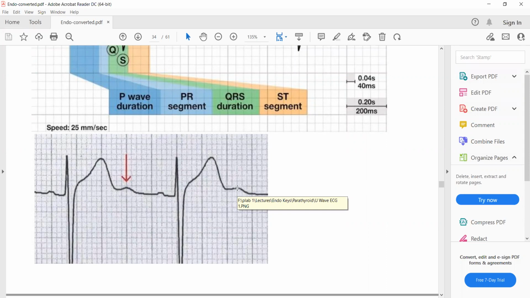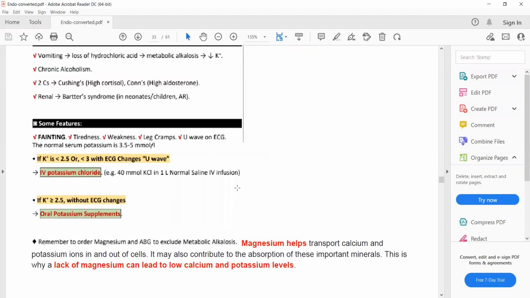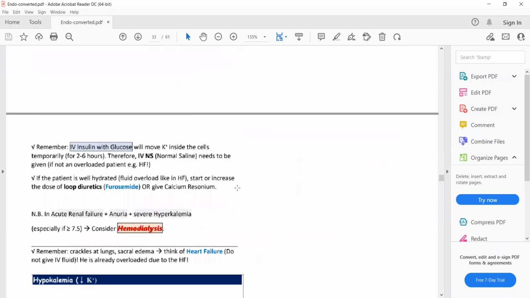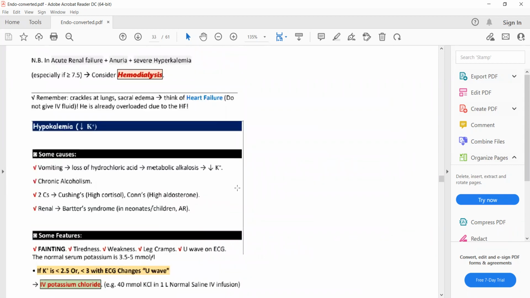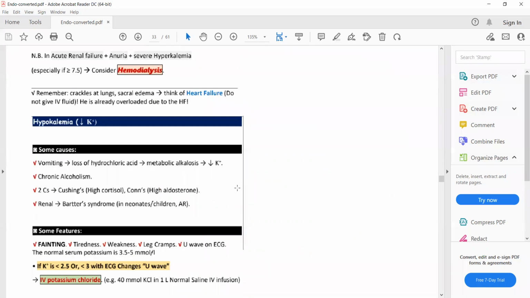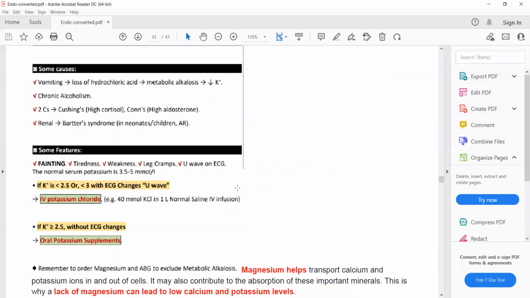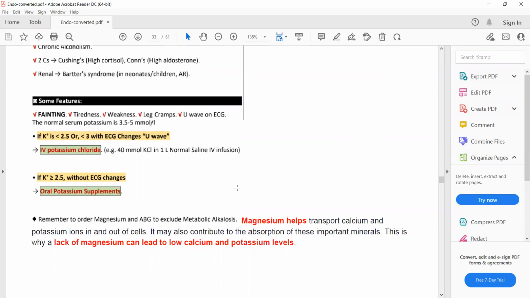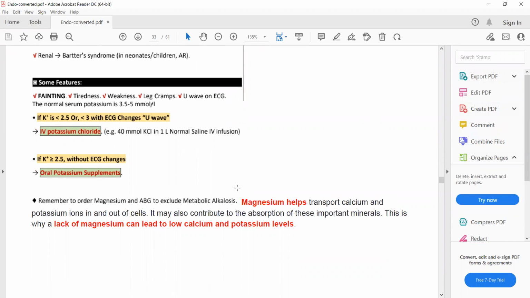So the ECG finding of hypokalemia is U wave. Other ECG findings such as T wave inversion can also be present in hypokalemia, but the more specific change, or the change that is only present in hypokalemia, is U wave on ECG.